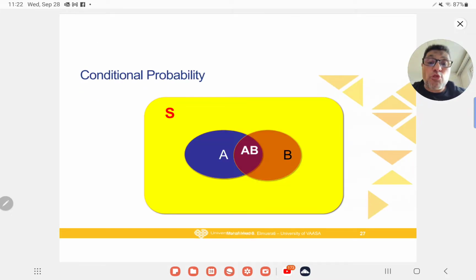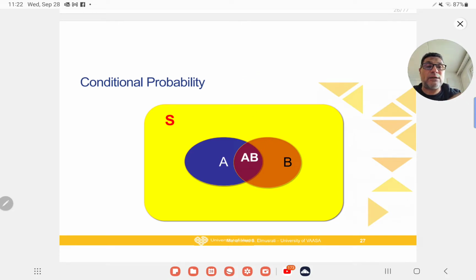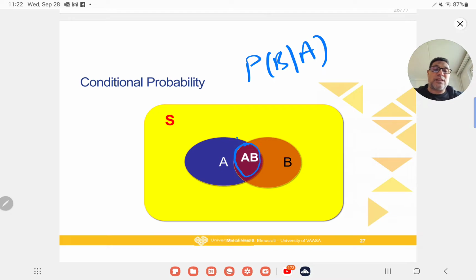So you can see here that we have two events, A and B. What is the probability of B given A? This blue circle has occurred already. So what is the probability that B has occurred as well? This probability is the probability of A and B divided by the probability of A. You can imagine it like areas. If you drop one point, what is the probability that it will fall over A and B? It will be the area of A and B divided by the area of A. So this is just an intuitive, simple description of where this equation came from.